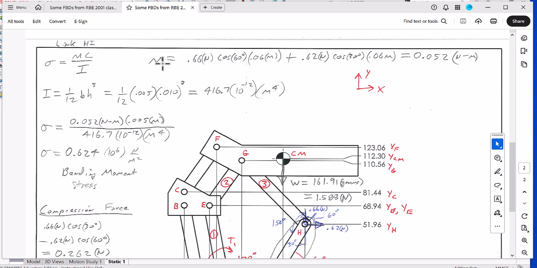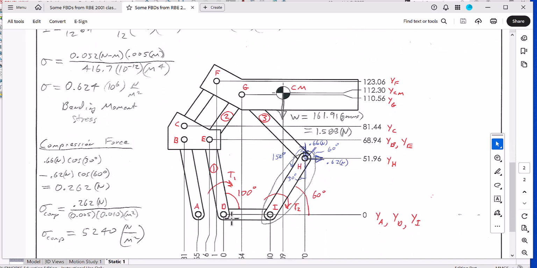So now we have the bending moment. We want to calculate the moment of inertia of the cross section, which is 1/12 b h cubed, and these are in meters, right? 5 millimeters is 0.005 meters. And so now we have the moment of inertia in meters to the fourth, and we can go ahead and use this equation. The c is just going to be 5 millimeters, right? It's the distance from the center up to the top. And we end up with 624,000 newtons per square meter for the bending moment stress. And obviously that's going to be close to this point right here.